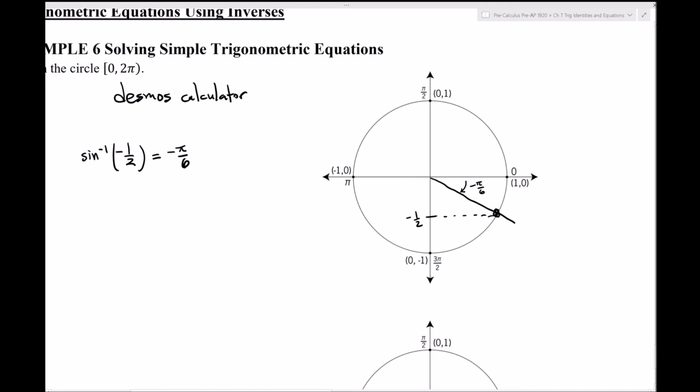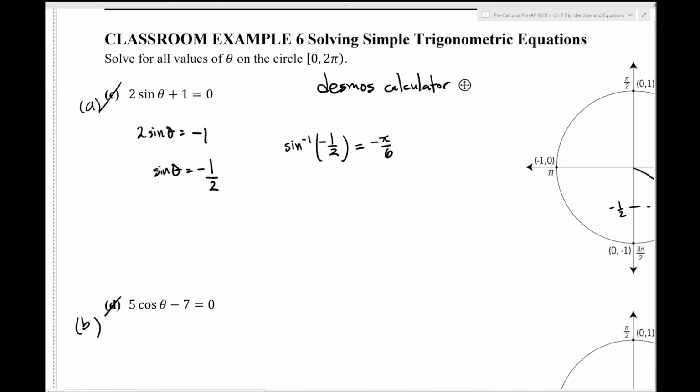So this is one of the solutions, and that's a y-coordinate of negative 1/2. So the angle is negative pi over 6. That's one of my answers. So I'm going to box that. Theta must equal negative pi over 6.